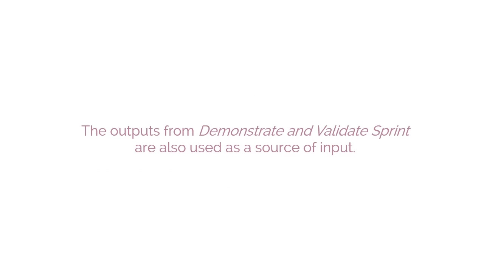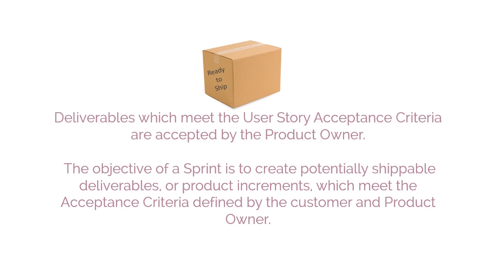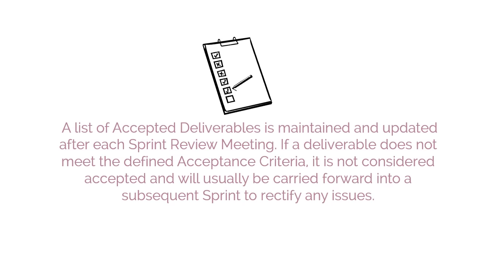The outputs from Demonstrate and Validate Sprint are also used as a source of input. Accepted deliverables is the most important output generated as part of Demonstrate and Validate Sprint process. Deliverables which meet the user story acceptance criteria are accepted by the product owner. The objective of a sprint is to create potentially shippable deliverables, or product increments, which meet the acceptance criteria defined by the customer and product owner. These are considered accepted deliverables that may be released to the customer if they so desire. A list of accepted deliverables is maintained and updated after each sprint review meeting.